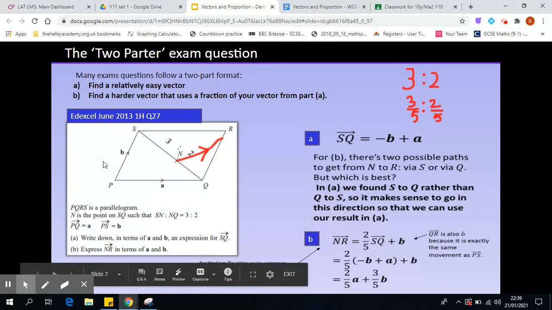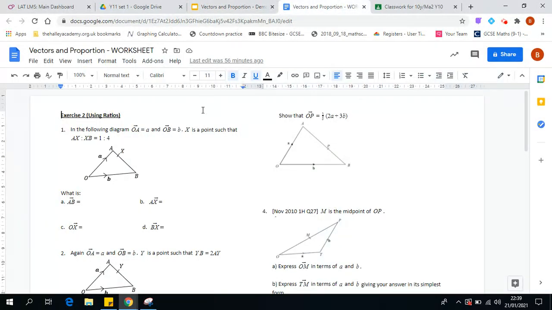Once you've attempted those questions and checked your answers, you need to open the worksheet which says vectors and proportion and start completing it. What I noticed was on the previous assignment, people were just giving the final answer. Could you please provide the route and then provide the final answer?